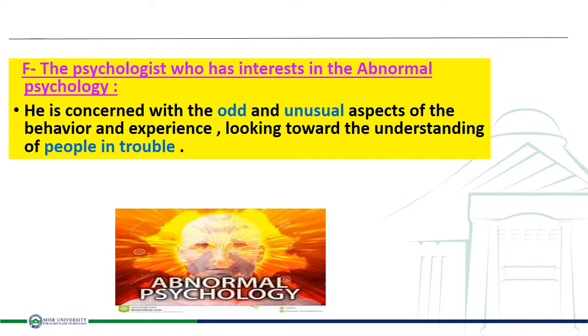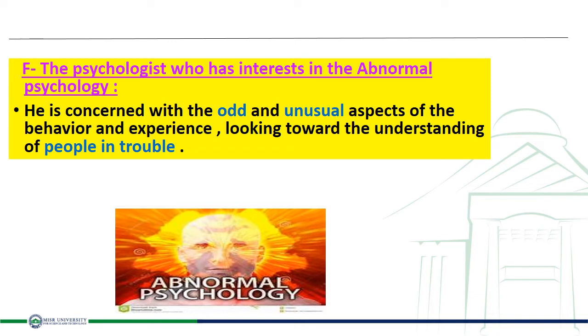And we will talk a lot about clinical psychology as a subtype of applied psychology. But now we are talking about abnormal psychology, not clinical psychology. We are interested now in abnormal psychology, but clinical psychology is a branch of applied psychology. What is the difference between abnormal psychology and clinical psychology? It is the same difference between basic psychology and applied psychology.